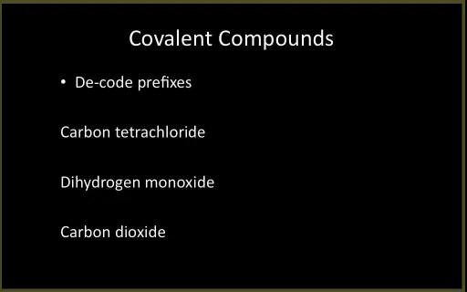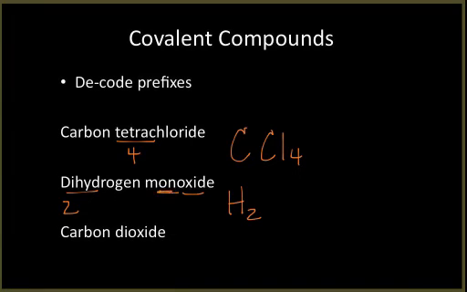So our first example is carbon tetrachloride. So carbon, there's no prefix, that means there's just one of those. Tetra means 4, and that comes in front of chlorine, so that means there are 4 chlorines. So carbon tetrachloride is just CCl4. Our next one, dihydrogen monoxide, di means 2, so that means I have 2 hydrogens, and then monoxide means 1 O, so that would just be H2O. Last example, carbon dioxide, di means 2, carbon dioxide is just CO2. So those are pretty easy in comparison to the others.